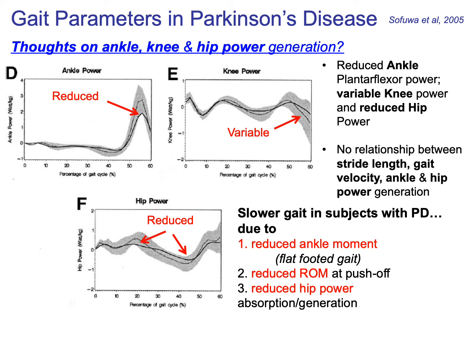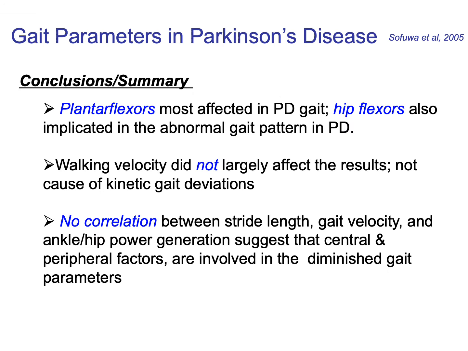That was really important. Obviously, that's heavily influenced by the fact that they have a reduced range of motion at push-off and a reduced hip power absorption as well. And you can see that again in this particular slide right here. So what were the big take-home messages from this paper? In conclusion, they found that the plantar flexors were the most affected in Parkinsonian gait, but hip flexors were also implicated in those abnormal gait patterns.